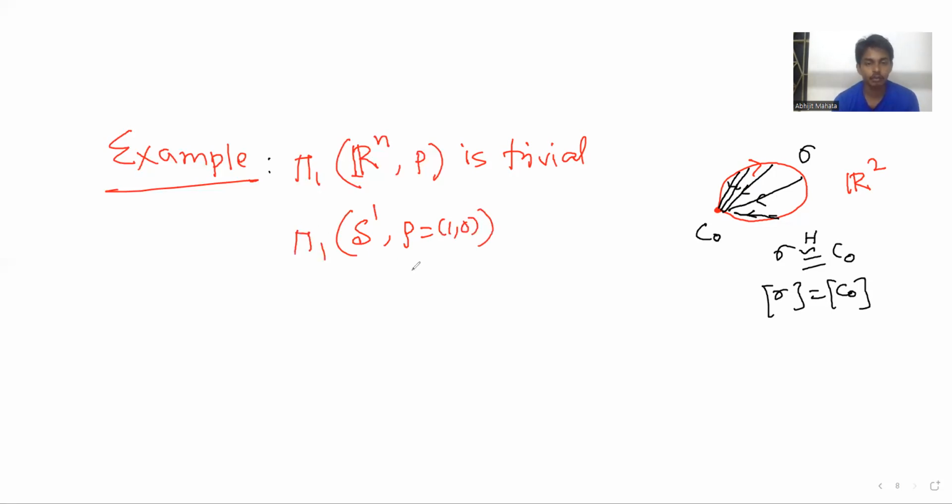What is the fundamental group? The space is not convex, so you cannot use the straight-line homotopy. So there is a problem. What will the fundamental group be? I tell you, the fundamental group is isomorphic to Z under plus.